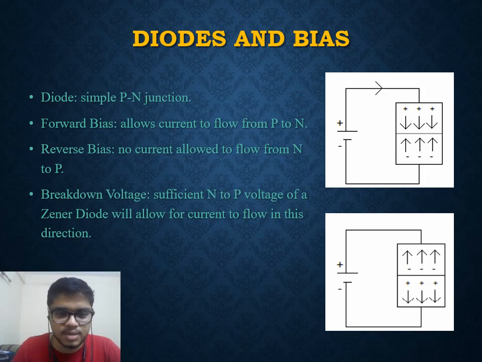Diodes and bias. Diodes are of many kinds: forward bias, reverse bias, Zener diode, breakdown voltage diodes, and the Zener diode is basically much more useful for our case.